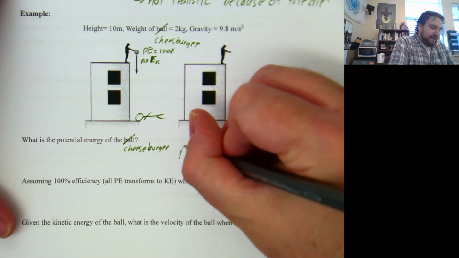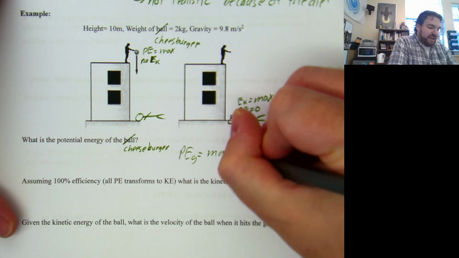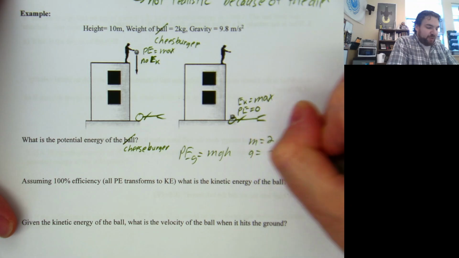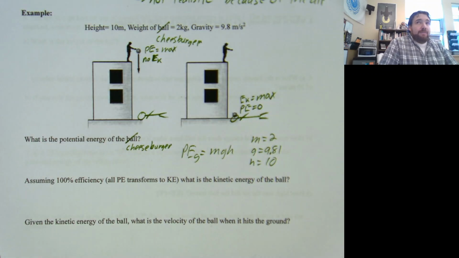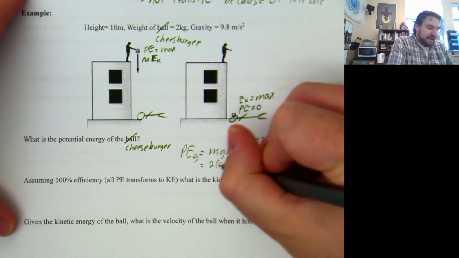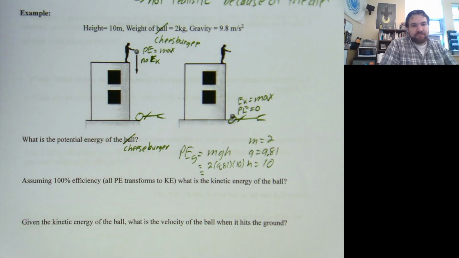Well, PEG equals, because it's asking for potential energy, mgh. We know the mass of the cheeseburger is 2. The gravity, because we're on Earth, is 9.81. And the height is 10. Take those values, we're going to plug them in. 2 times 9.81 times 10 is going to equal 196-ish. 196.2?